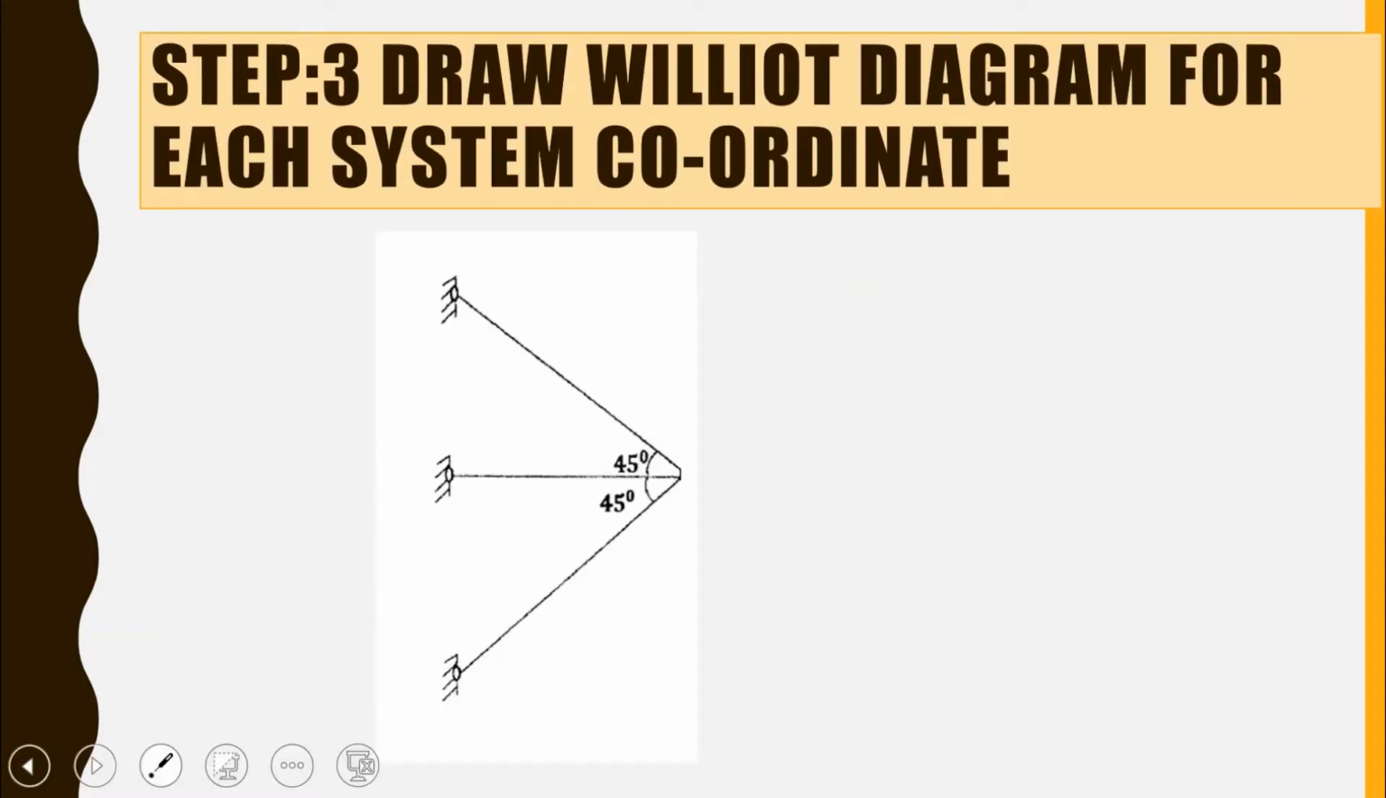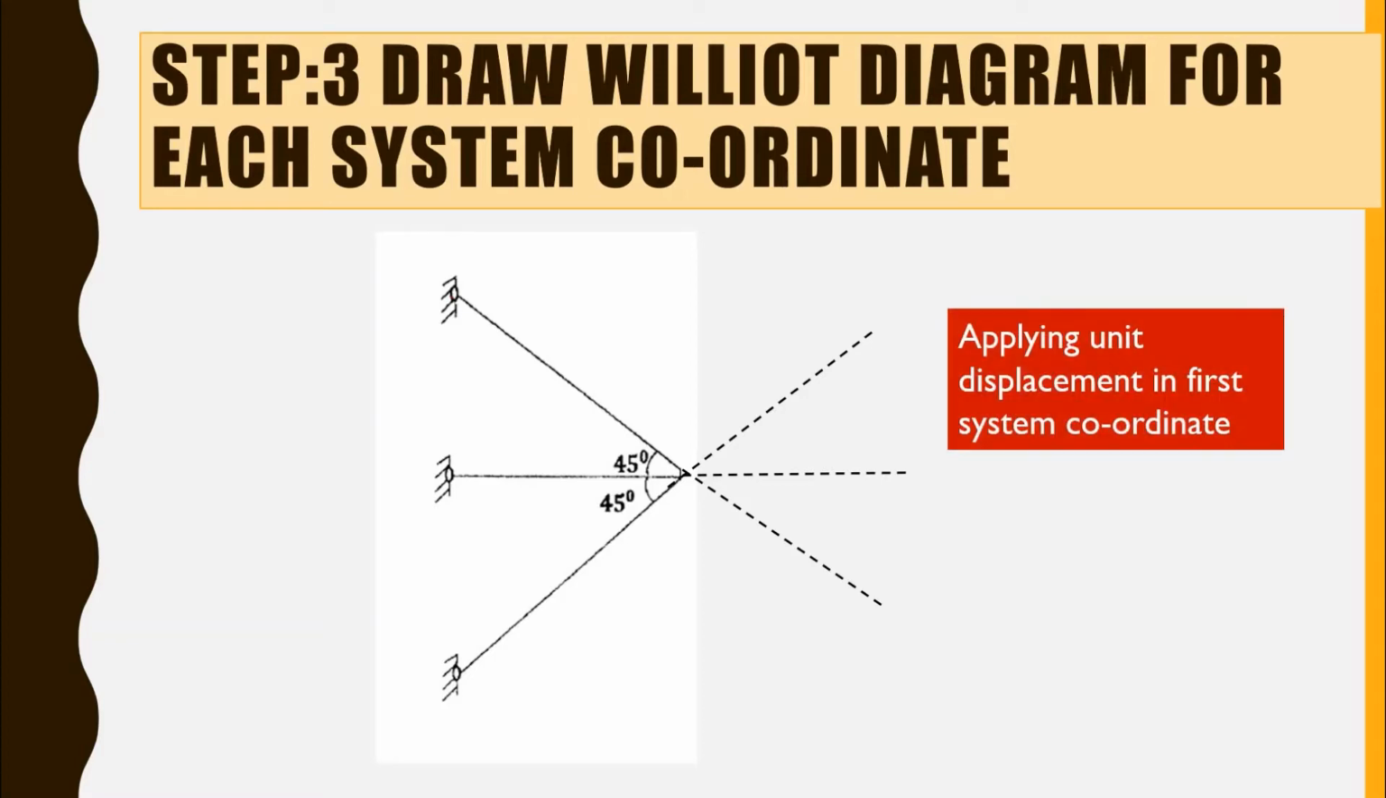Okay. Now step number 3, that is to draw the virtual load diagram for each system coordinate. So how to draw a virtual load diagram? A virtual load diagram is nothing but just extending each member in the truss. So we have 3 members. We are extending each member like this, and after extending all the members, we will provide a unit displacement in the direction of the first system coordinate. Here we have the first system coordinate in the x direction, so we are applying a unit displacement in this direction.